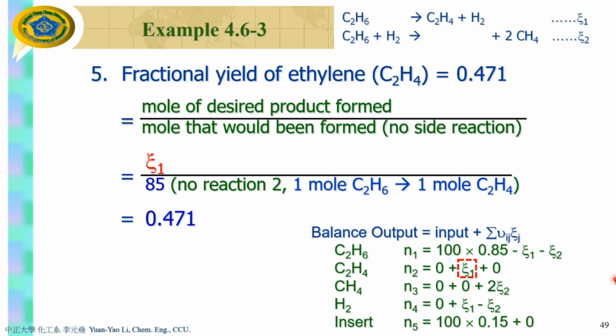So bingo, you have two equations and two unknowns. You can solve for the unknowns, which are Xe1 and Xe2. So once you know Xe1 and Xe2, and I'm sure you know N1, N2, N3, N4. Okay, so the key point in this example is as long as you know the definition of the yield and the selectivity.